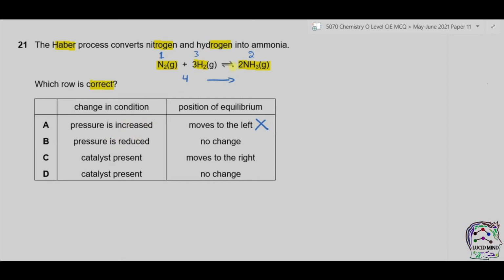When pressure is reduced, the reaction will move from less number of moles to more number of moles and the equilibrium will move to the left. This is also wrong. Part C, catalyst is present and due to catalyst, the equilibrium moves towards the right. This is incorrect because a catalyst speeds up the reaction in both forward and backward directions simultaneously at the same rate. So we can say that due to the presence of catalyst, there is no change in the position of equilibrium. Only the time required to achieve equilibrium reduces. The correct answer is therefore part D.